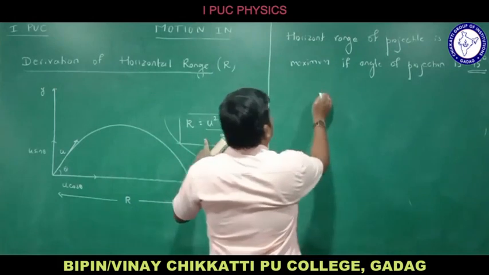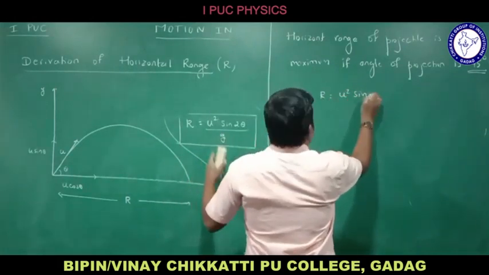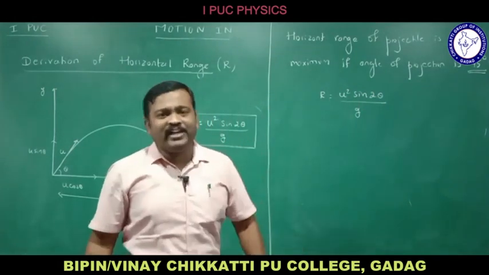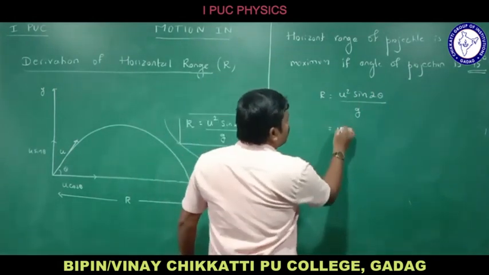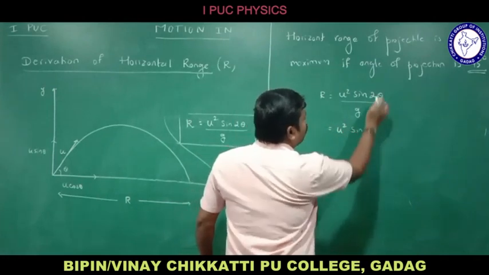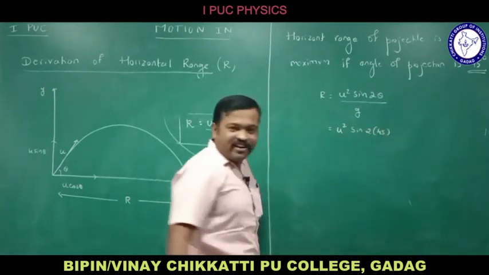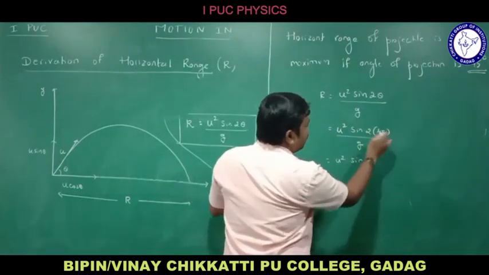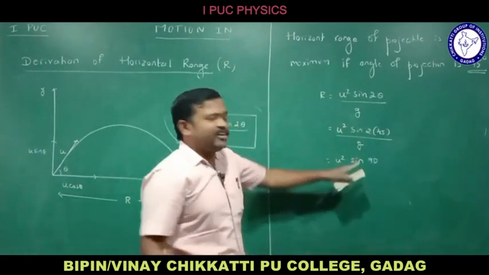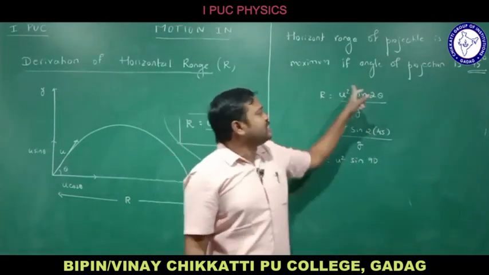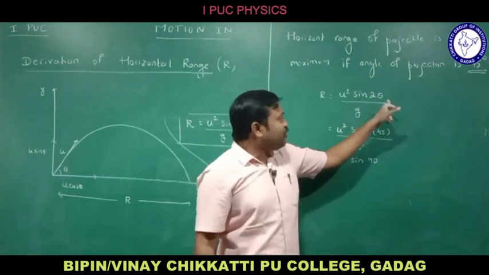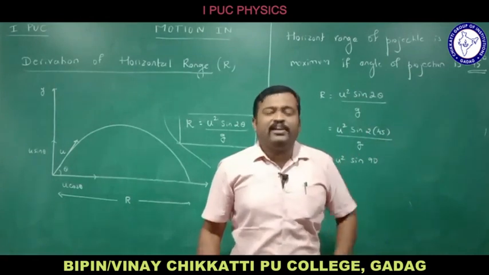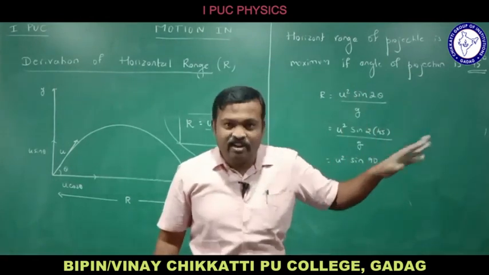Shall I write like this? R is equal to u square sin 2 theta upon g. What will be the maximum range? u square sin 2 theta divided by g, where theta for maximum is 45 degrees. So u square sin 2 into 45, which is 90 degrees, divided by g. That is the reason I told you. So when will it be maximum? When this trigonometric function will be maximum. Sin 2 theta will be maximum when the angle is 45 degrees. When is sin theta maximum? When theta is 90 degrees. When is sin 2 theta maximum?